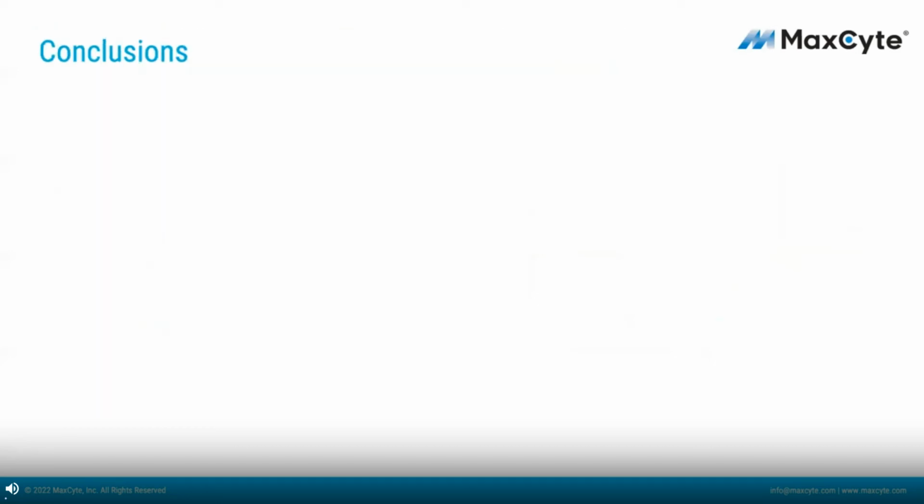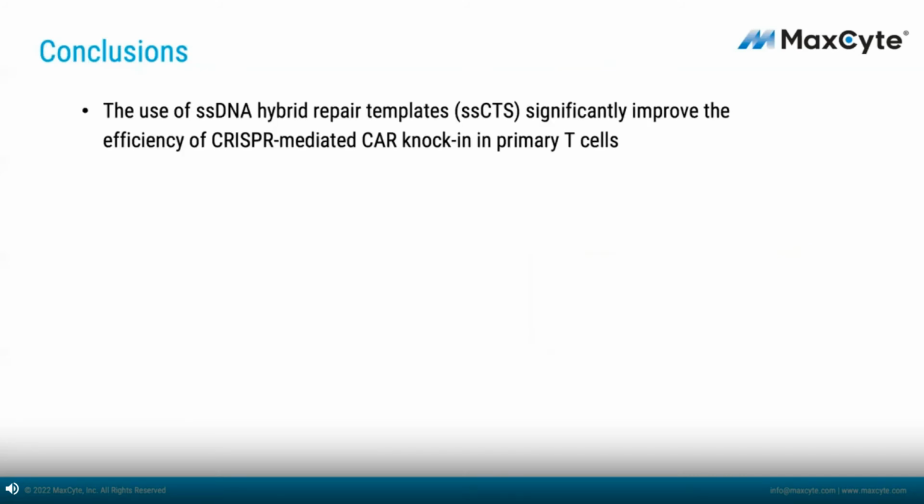And so I will end it there and leave you with a few conclusions. First, I hope that this showed you that the use of single-stranded DNA hybrid repair templates, also known as SsCTS templates, is able to significantly improve the efficiency of CRISPR-mediated CAR Knockin, not only in primary T cells, but also in any cell type which is sensitive to double-stranded DNA.